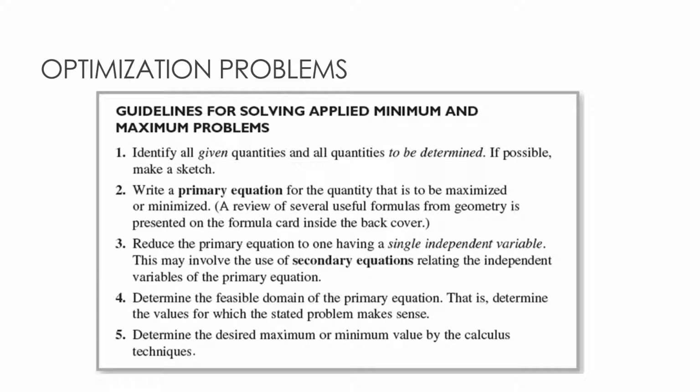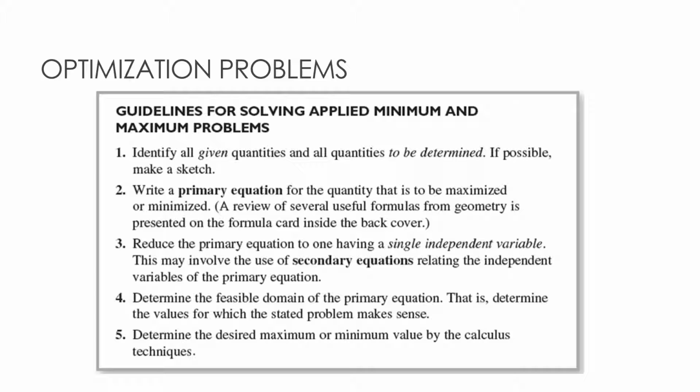If you don't remember, this is how to find the volume of a cylinder. It's also in the back of your calculus textbook if you bought the actual text. Then we want to reduce that primary equation to having a single independent variable. So we might have a secondary equation that helps us do some substitution and that sort of thing. We talk about the feasible domain, what would make sense in the question. If we're talking about, say, an area or a volume, then a negative length wouldn't make sense. So that's what I mean by a feasible domain, what makes sense in the question.